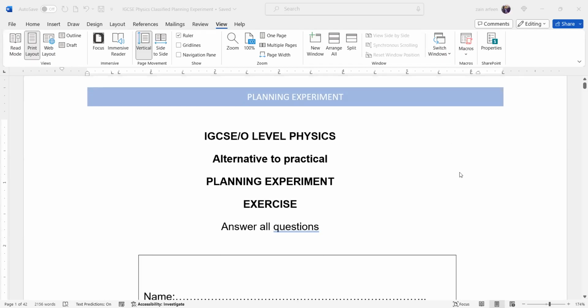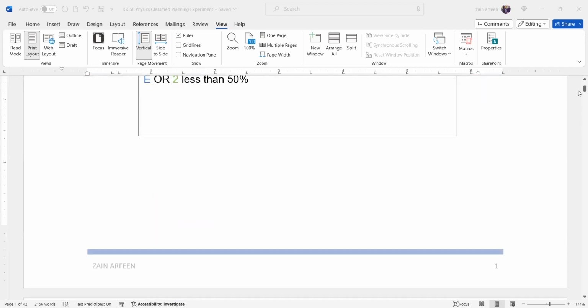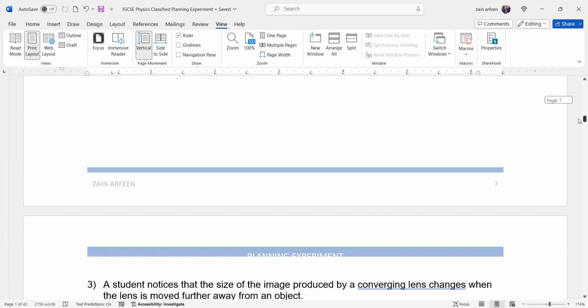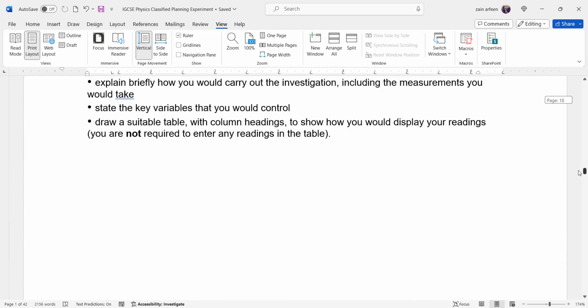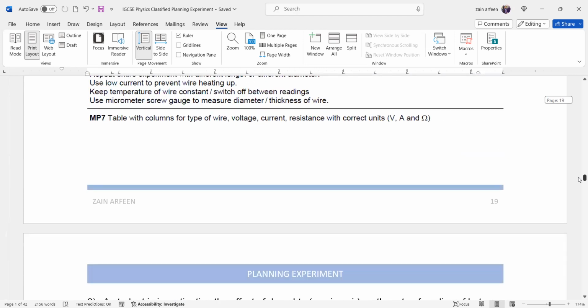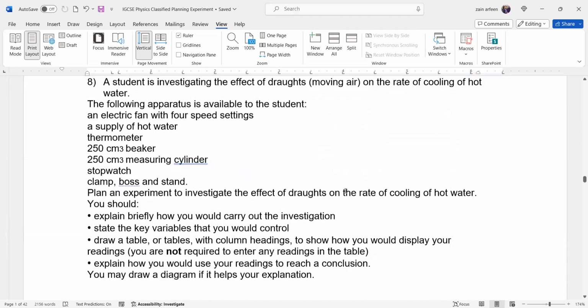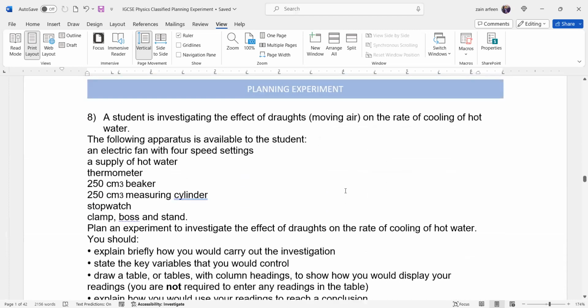So the planning experiment, we did the first 7 questions from this. So what we have to do in this experiment, whenever you're planning an experiment, especially in physics, just don't write the whole story. Just try to answer the bullet points.